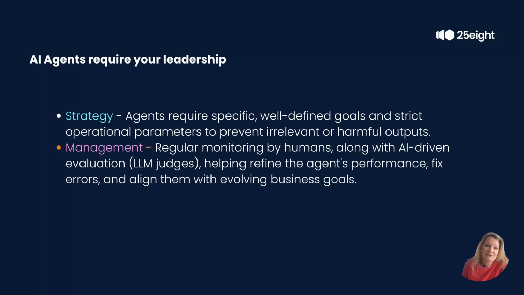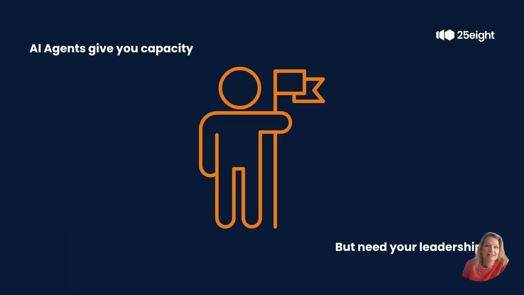This means that if you haven't got well-defined goals, well-working processes, and a deep understanding of how things work, those are the things that you should be working on now, with a view that you can identify tasks and processes that could be served by AI agents in the future. AI agents are not independent. They are systems executing instructions repeatedly. They don't have goals of their own or make decisions outside rules. They give you capacity, but they need your leadership.